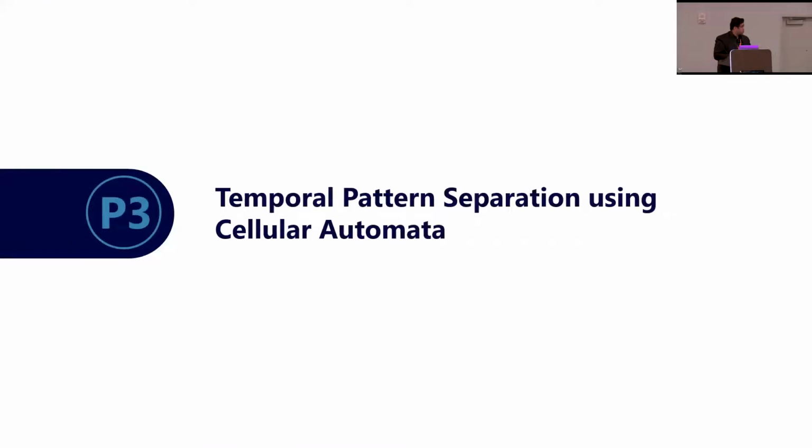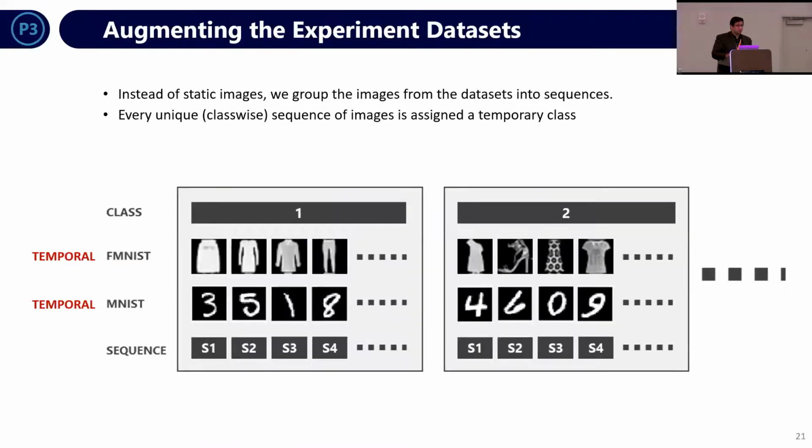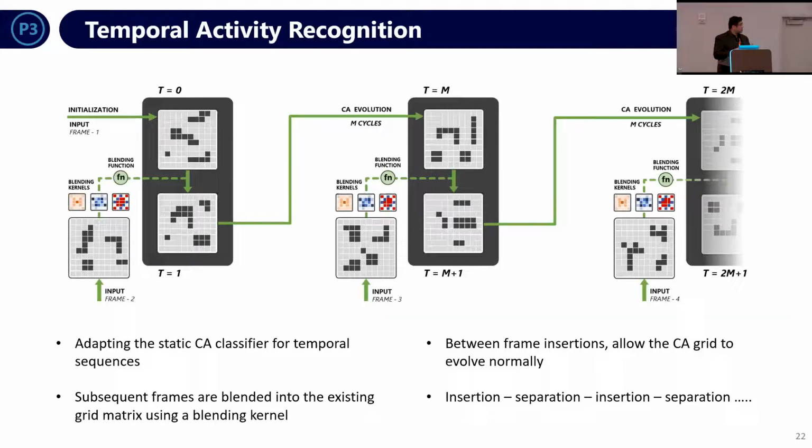And the last part is how we extended this to temporal sequences. We made a temporal data set where we made the same MNIST and FMNIST into sequences. We're passing those sequences into an activity recognition data module, where we blend each subsequent frame of the input into the cellular automata as it is running. And we use the same blending kernels that we had learned previously.